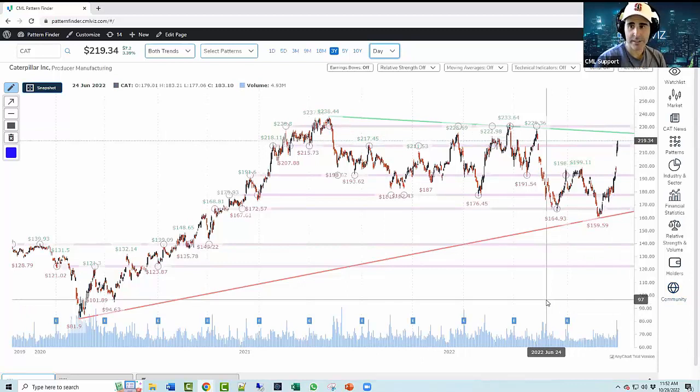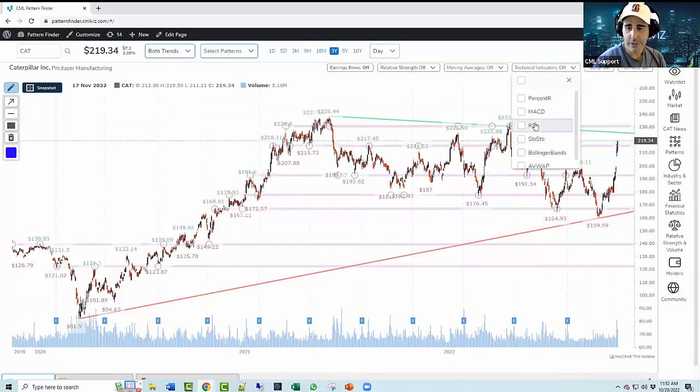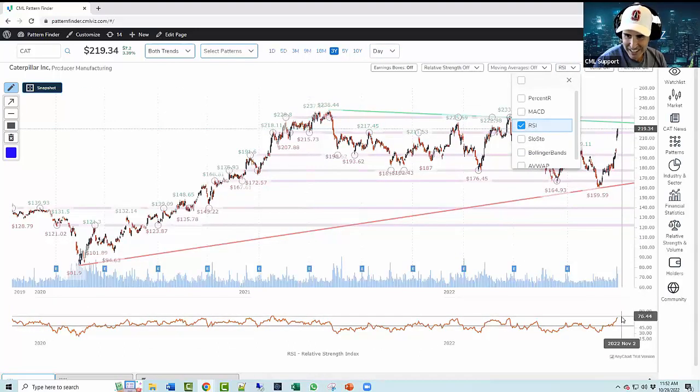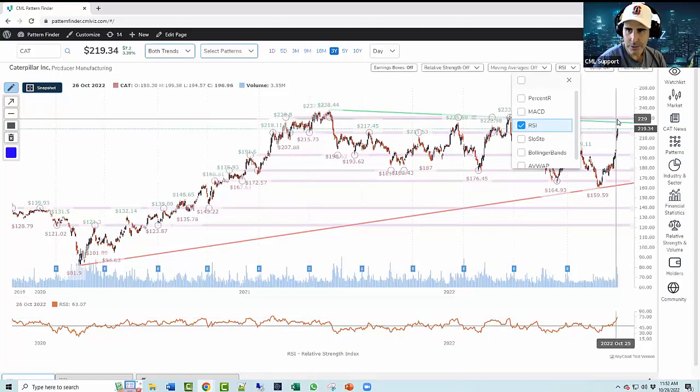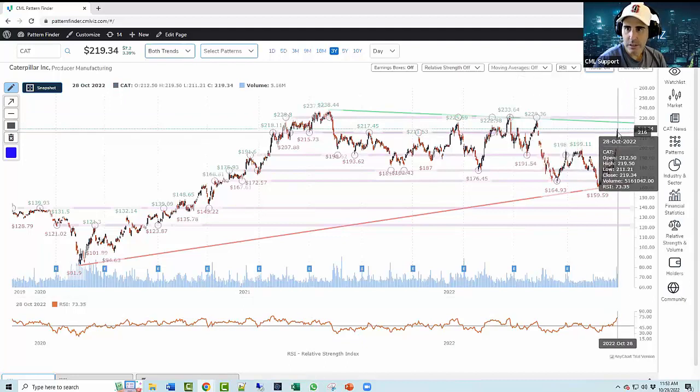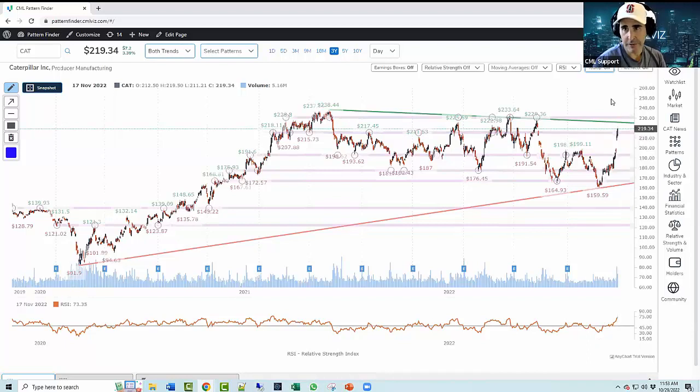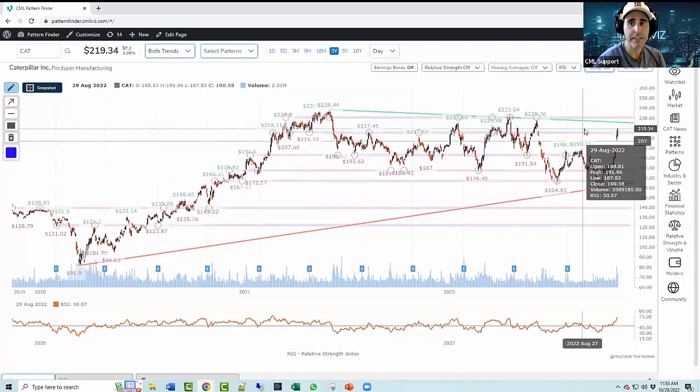But I'll tell you what else would have knocked this out. I'll bet you if I look to the RSI, I can almost guarantee you it's overbought. And the RSI is, yeah, it's over 70. Let me turn on my tooltip and close this. Yeah, you see the RSI 73.35. So this would have been a knockout for me. It's just overbought. It doesn't mean it's not going to keep going higher.